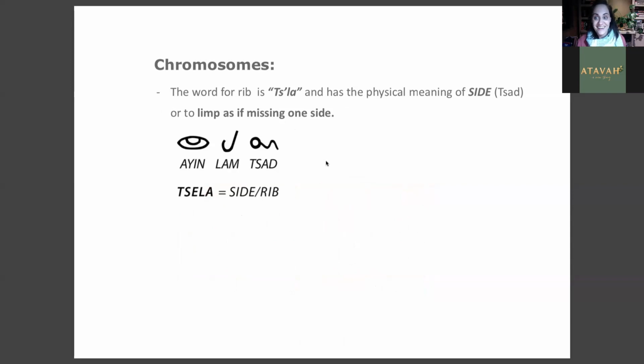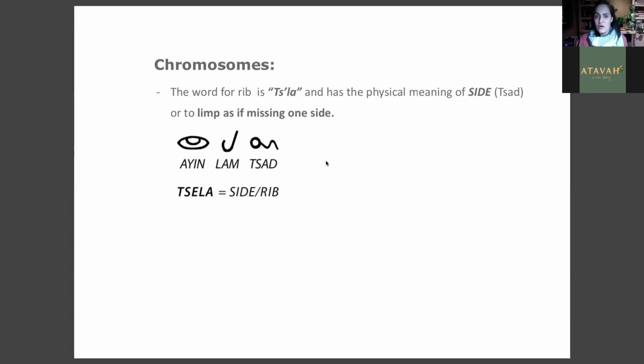Wow. I didn't even realize that when I did the epigenetics. I didn't even look into the Hebrew word. But then I saw it spelled with a tzad. So there's already a connection. And then I went to see what the meaning is. And the physical meaning of the word tsela is side. I was like, what? That is what the letter tzad also means. It means the side of something. So it means side, or it can mean to limp, as if missing one side.